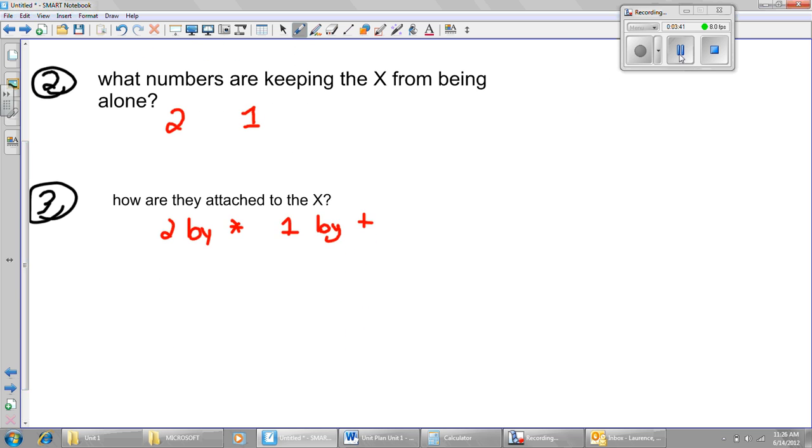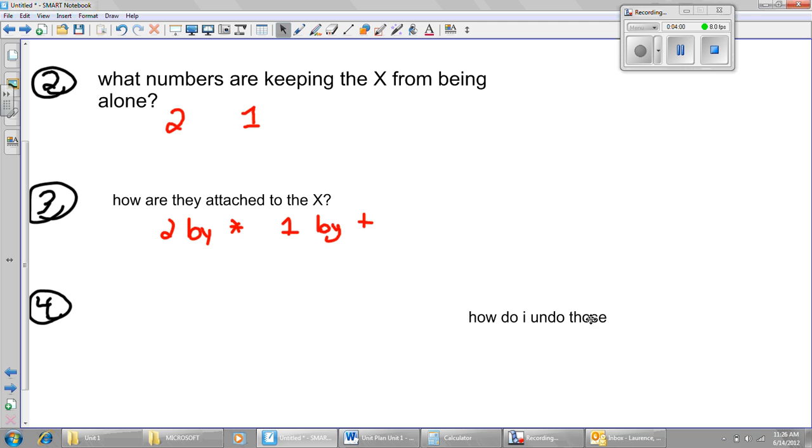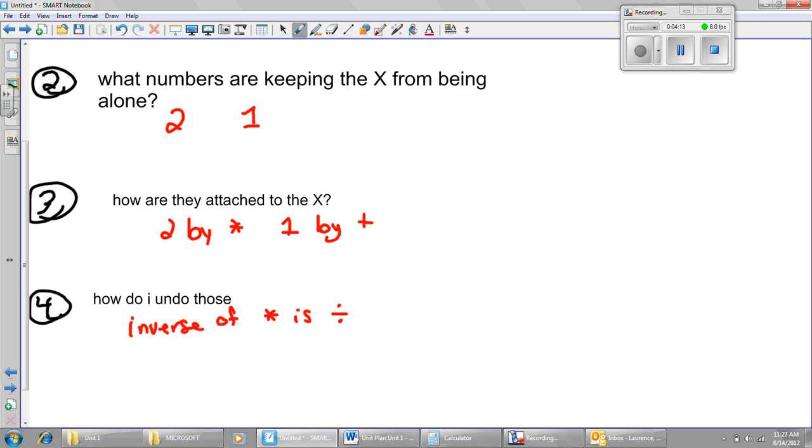All right, next question is how do I undo those? I have to use the inverse operations. What are the inverses? Well, the inverse of multiplication is division, and the inverse of addition is subtraction.